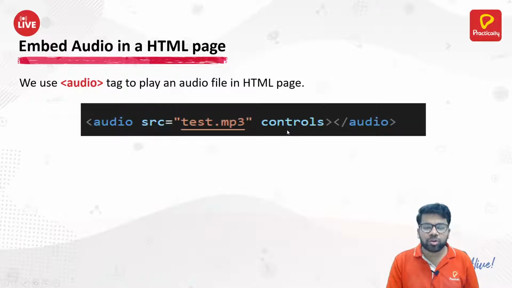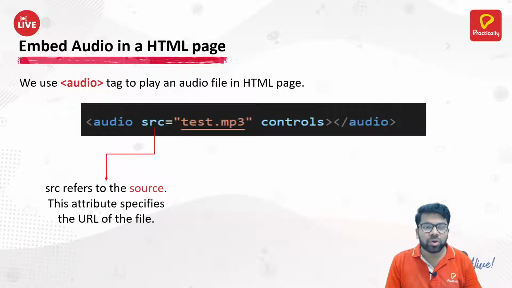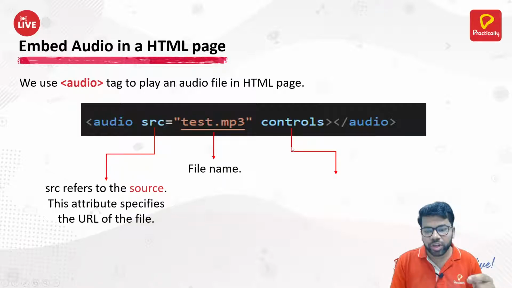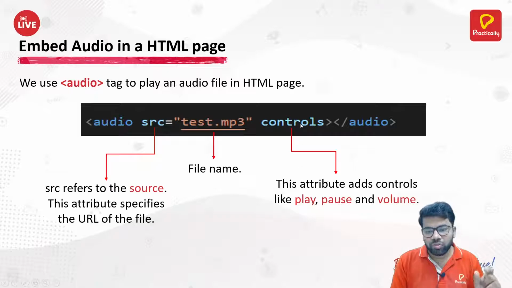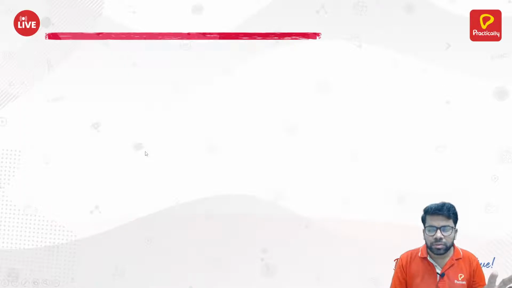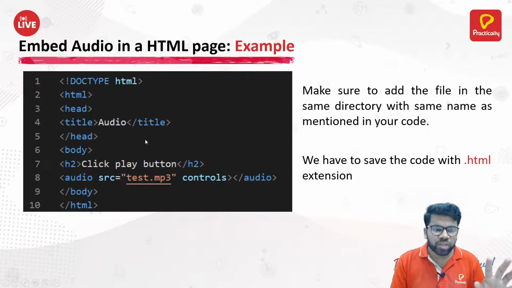After that we have to write one more attribute called controls. Whenever we write controls, this will give us many options to play and stop the audio. Without controls we won't get it, so this is a very important attribute. Using controls, we can play the audio, pause the audio, and increase the volume like this. This is one of the examples, where I uploaded test.mp3.